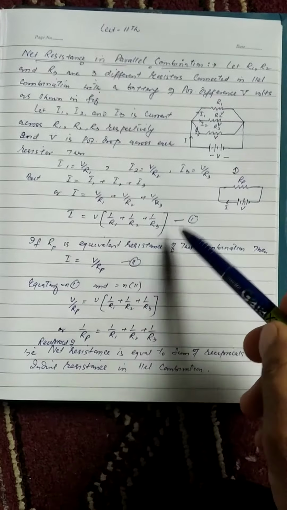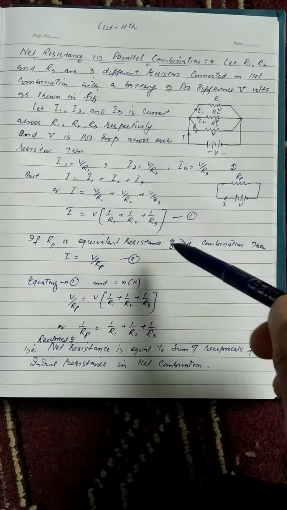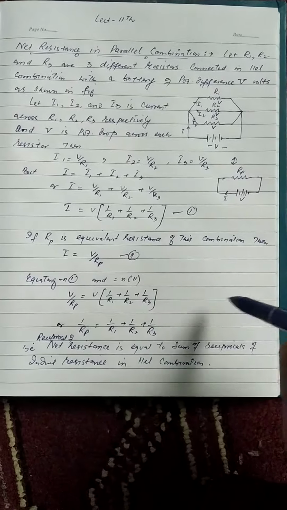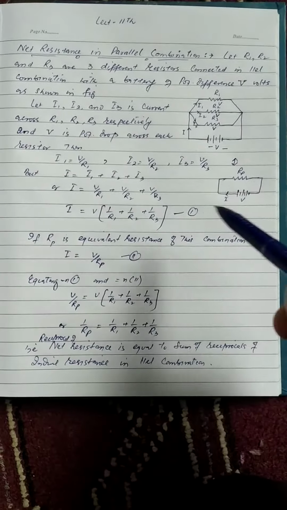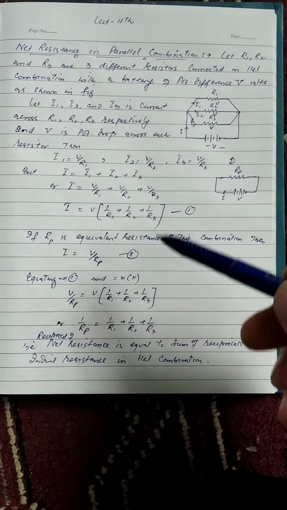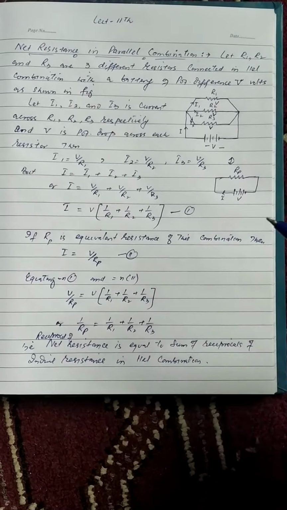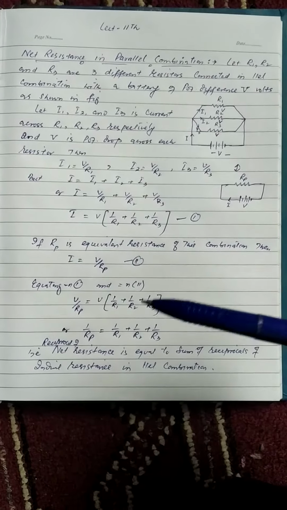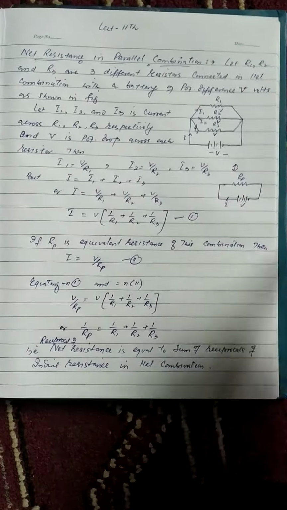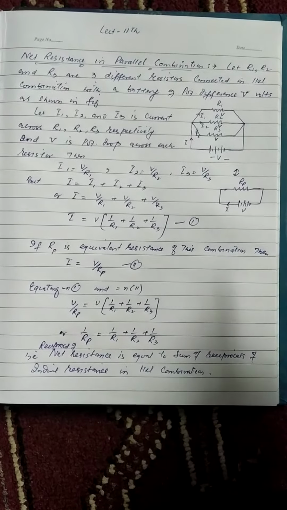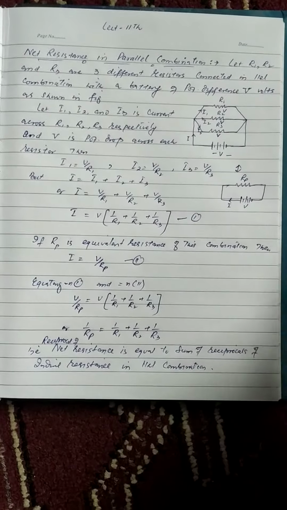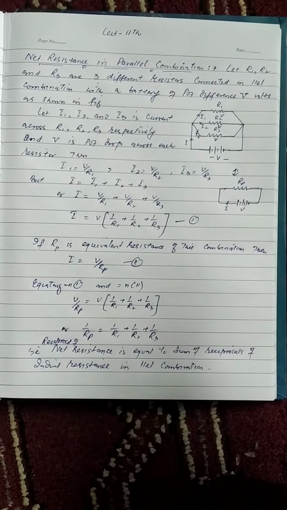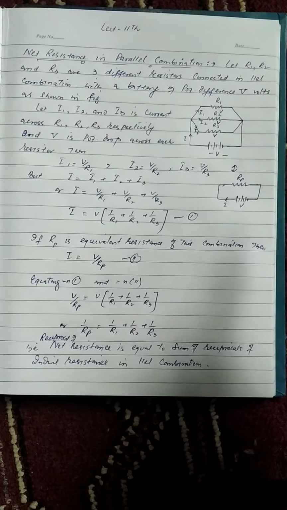Now equating equation first and second, V by RP turns out to be V into 1 by R1 plus 1 by R2 plus 1 by R3, or 1 by RP is equal to 1 by R1 plus 1 by R2 plus 1 by R3. That is, the reciprocal of net resistance in parallel combination is always equal to the sum of reciprocals of individual resistances in parallel combination, which means if we mathematically calculate that, it turns out that the net resistance in parallel combination is always less than the minimum resistance used in that combination.